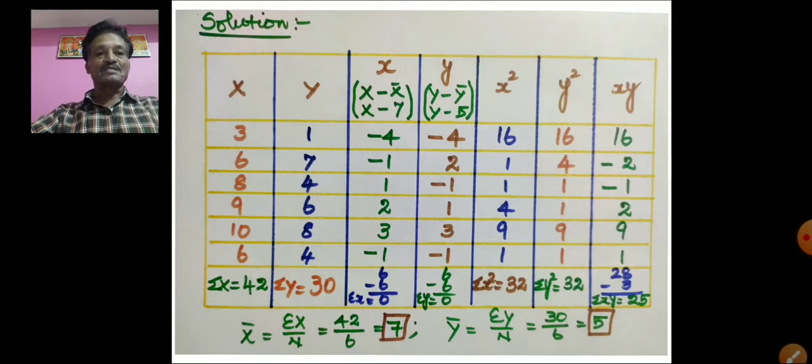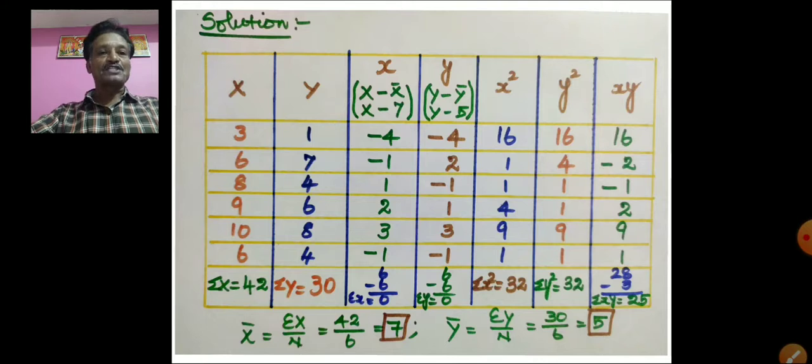So we put a minus sign. The difference between 7 and 3 is 4, so minus 4. Then 6 minus 7 is minus 1. 8 minus 7 is plus 1. 9 minus 7 is plus 2. 10 minus 7 is plus 3. 6 minus 7 is minus 1. So here you can take the total of all the positive values and negative values separately. All the positive values are equal to 6 and all the negative values are also equal to 6. So sigma small x equal to 0.